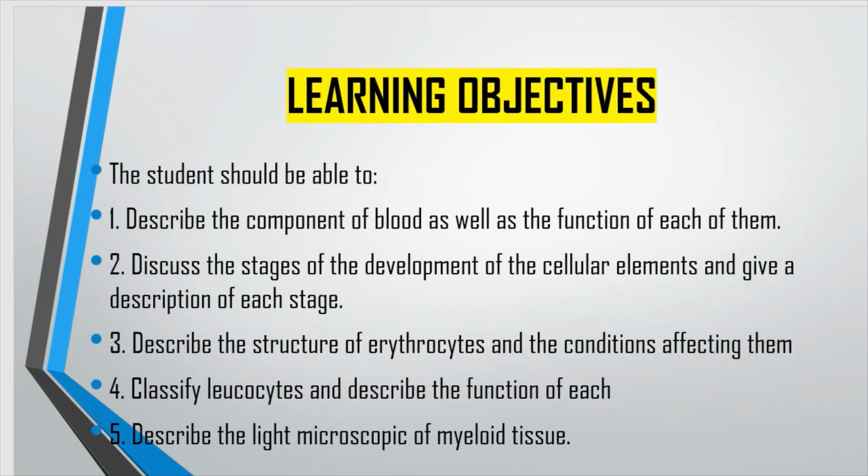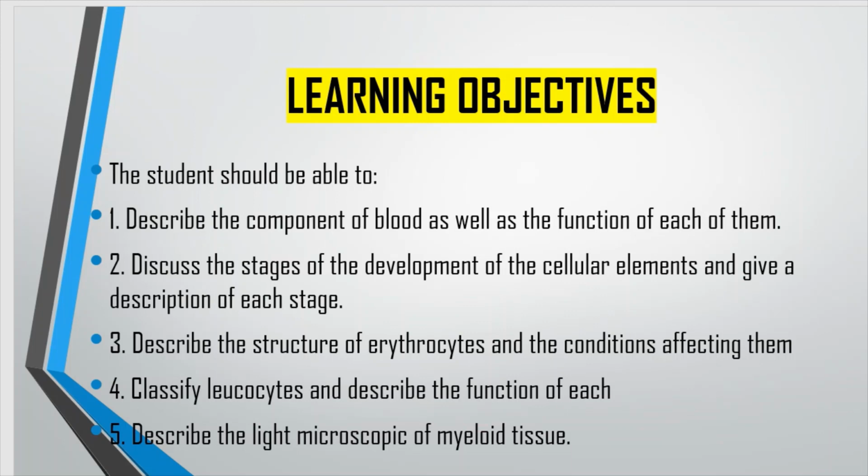The learning objectives are that the student should be able to describe the components of blood as well as the function of each of the components, to discuss the stages of the development of the cellular elements and give a description of each stage, to describe the structure of erythrocytes and the conditions affecting them, to classify leukocytes and describe the function of each, and to describe the light microscopic features of myeloid tissue.